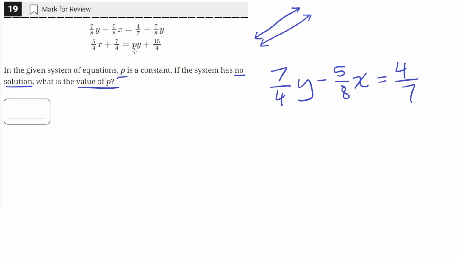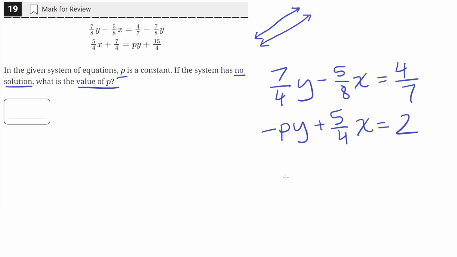the second equation, let's move this py to the other side. So we'll have negative py plus 5 over 4 x equals, so we'll move the 7/4 to the other side by subtracting 7/4 from both sides. So 15/4 minus 7/4 is equal to 8/4, which is just equal to 2. Okay, but we don't need to write that. We can just write 2 here.